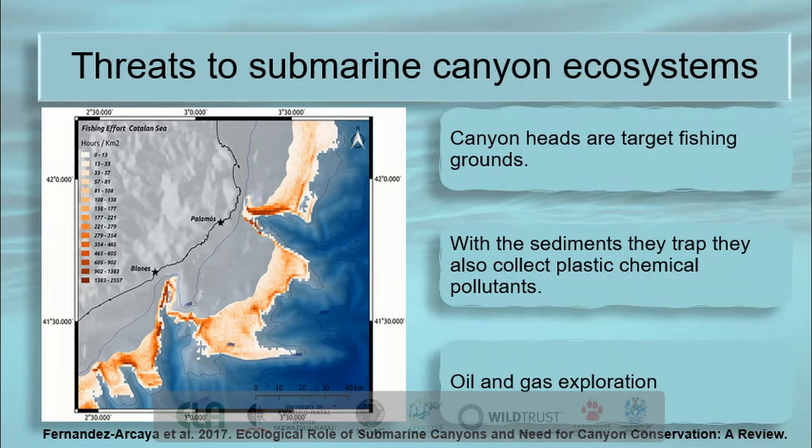Some of the threats to the submarine canyon ecosystem include destructive fishing methods such as trawling. So from this map you can see that submarine canyons are targets for fishing. With the sediment that they trap, they also collect plastic pollutants and chemical pollutants, as they occur very close to the coast.